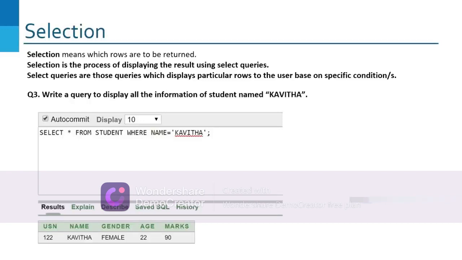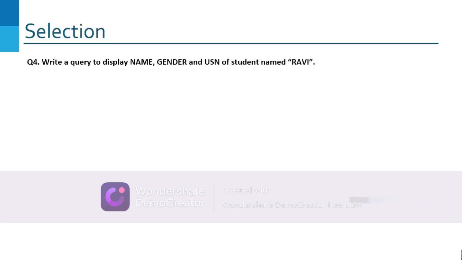How many rows do you want to select? All the rows I want to select. So select star. Correct? Another example of this is: write a query to display name, gender, USN of a student named Ravi. So for the student named Ravi, what all things do you want? You want his name, gender and USN.